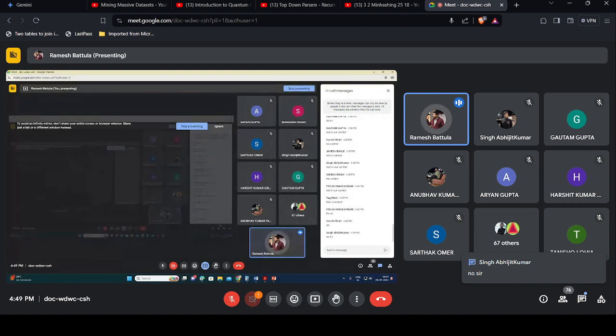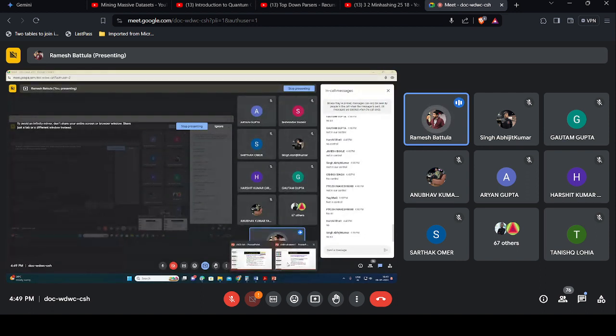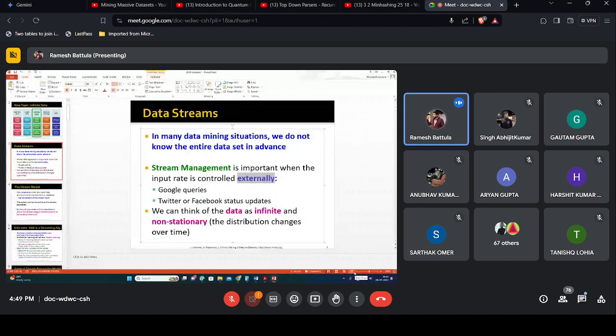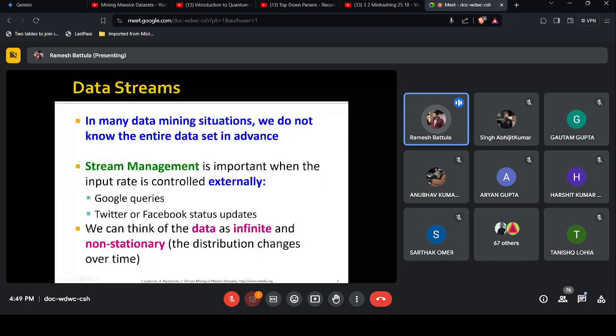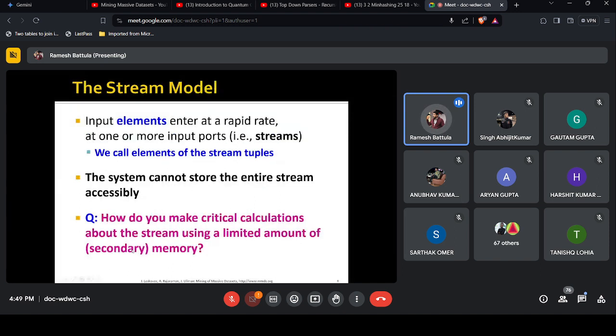The streaming of data is produced by some external members. If external people are producing it, how is your data mining mechanism going to learn that? Because there is no data with your model. If there is no data, how is it going to understand and learn? That is called a streaming of data. Data streams mean that the data is infinite and non-stationary, and it is going to change over time.